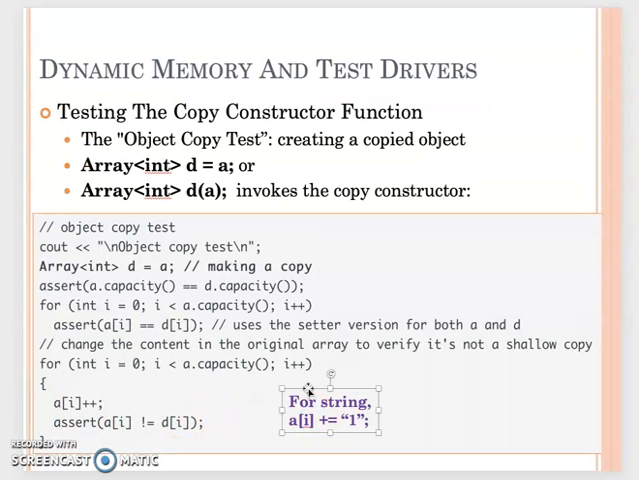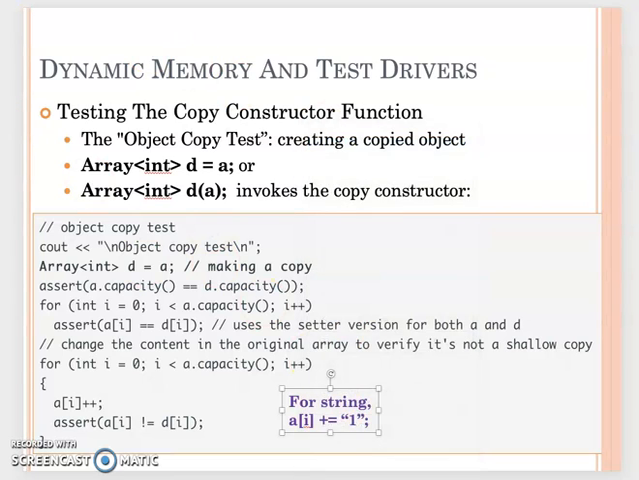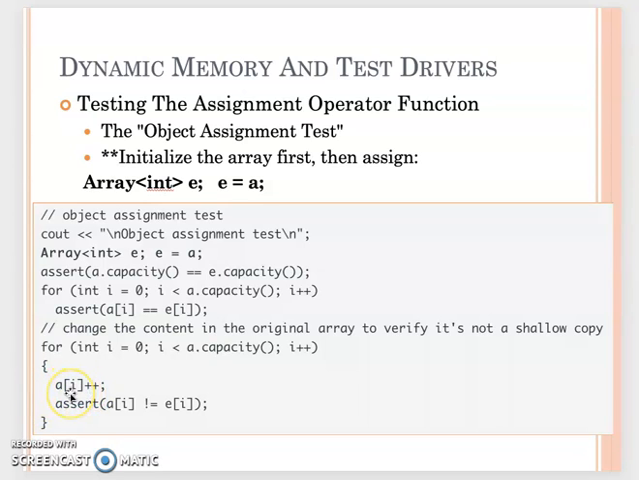The same thing, this one is for the string data type. Instead of using A[i]++, which is only for numeric data, for string you can just append the 1 at the end. So that's our assignment operator testing.